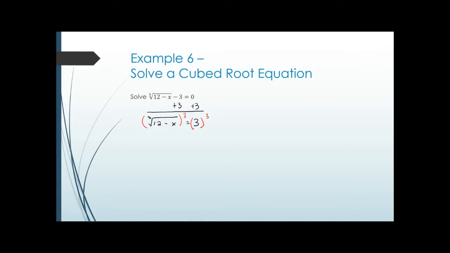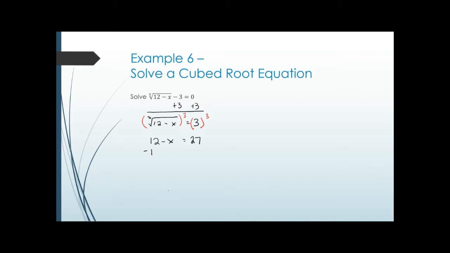So when you cube that, you get what's underneath, 12 minus x, and then 3 to the third power is 27. So we have 12 minus x equals 27. So now you have something linear. Everything always goes back to a quadratic or a linear equation in the end. So now we have a linear equation that we can solve for x.